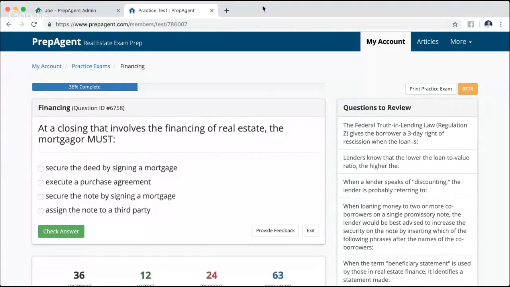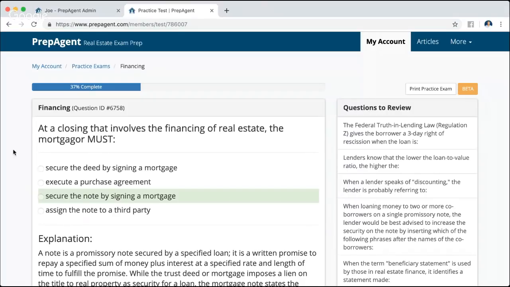At a closing that involves the financing of real estate, the mortgagor must A, secure the deed by signing a mortgage, B, execute a purchase agreement, C, secure the note by signing a mortgage, or D, assign the note to a third party. And the answer is C, secure the note by signing a mortgage.